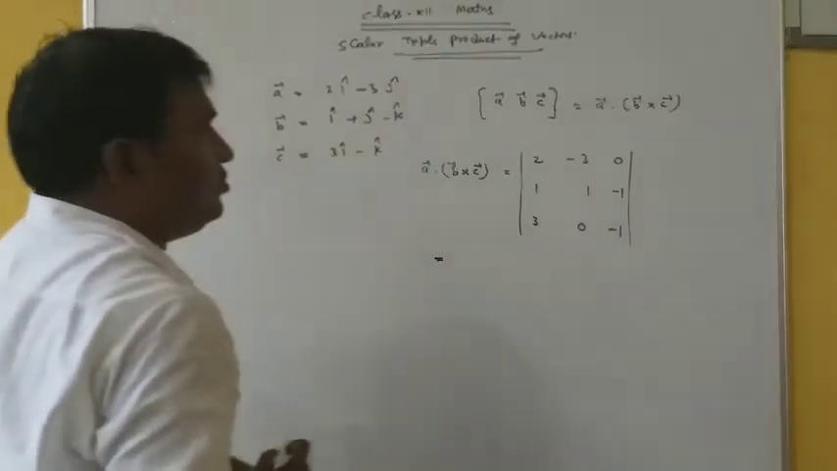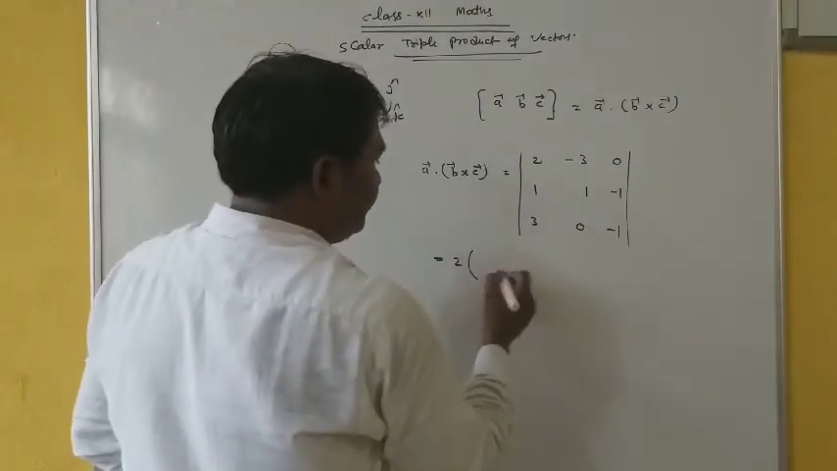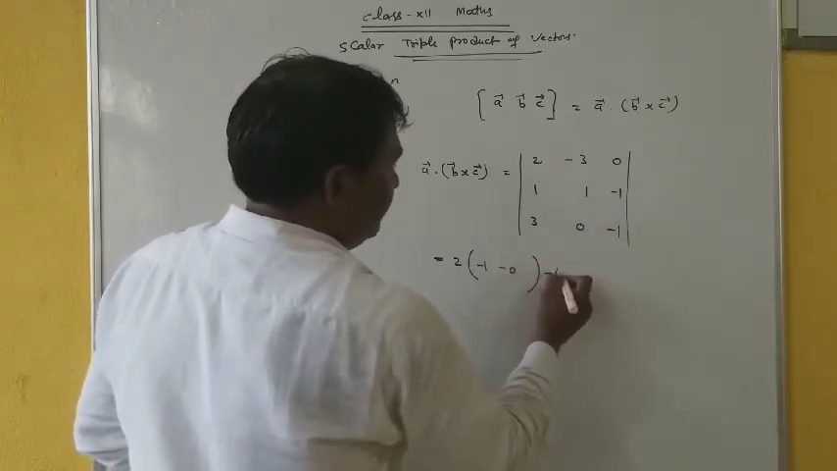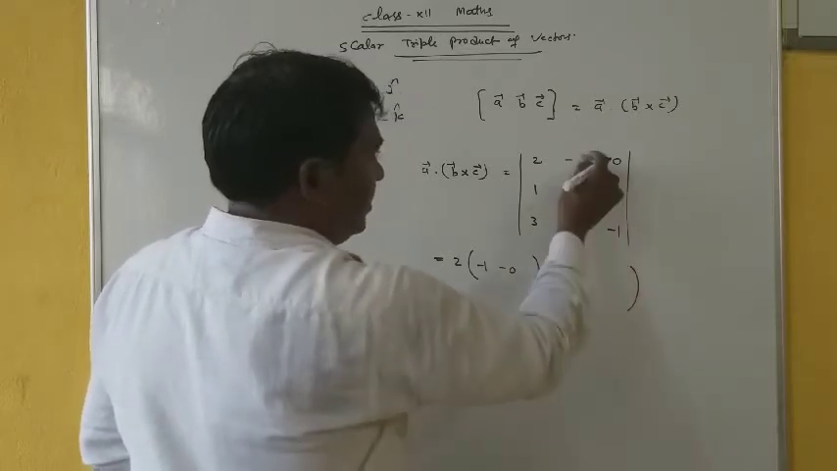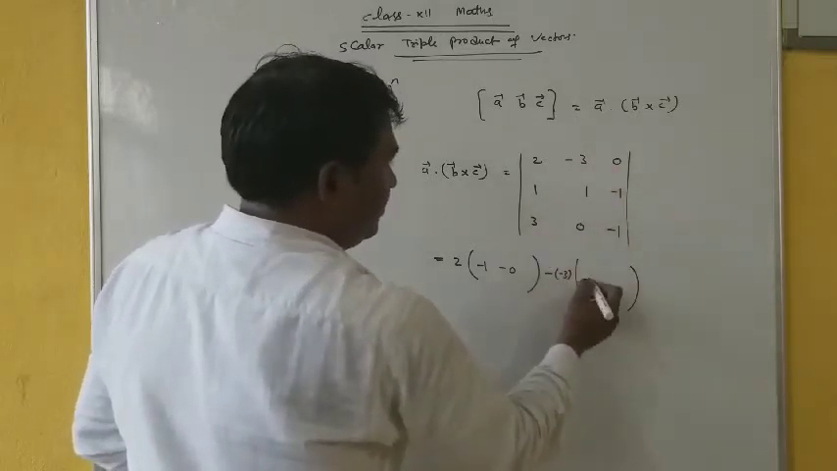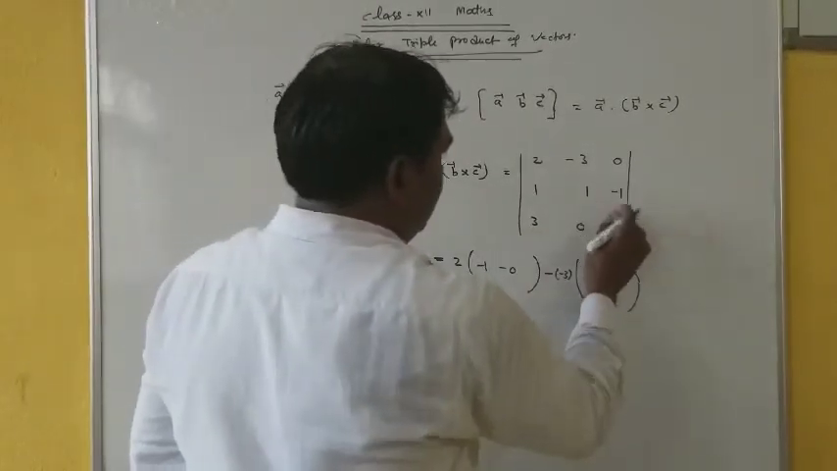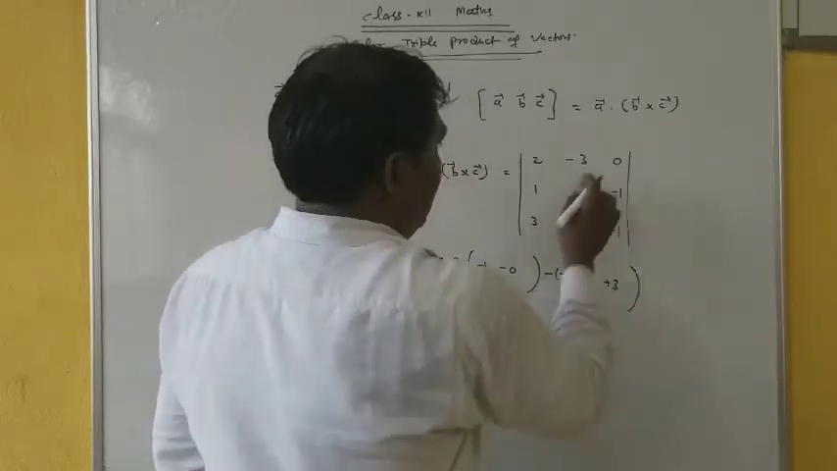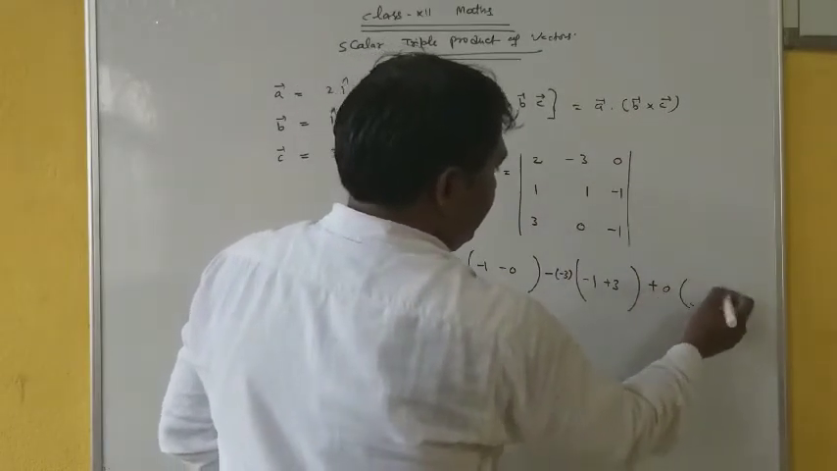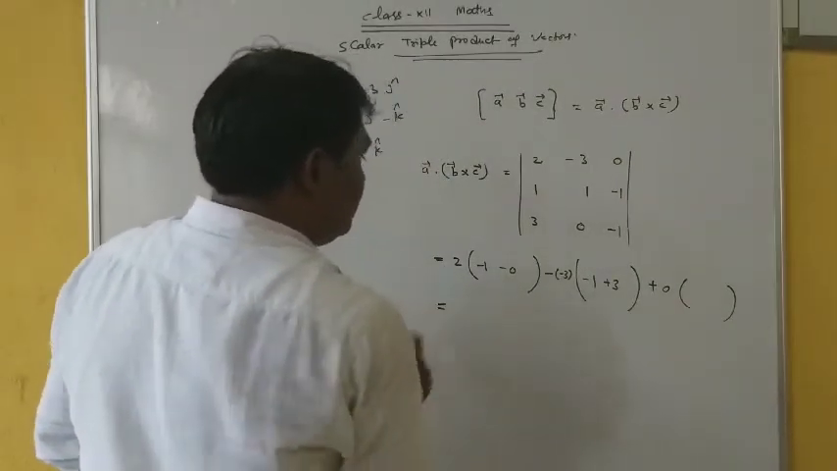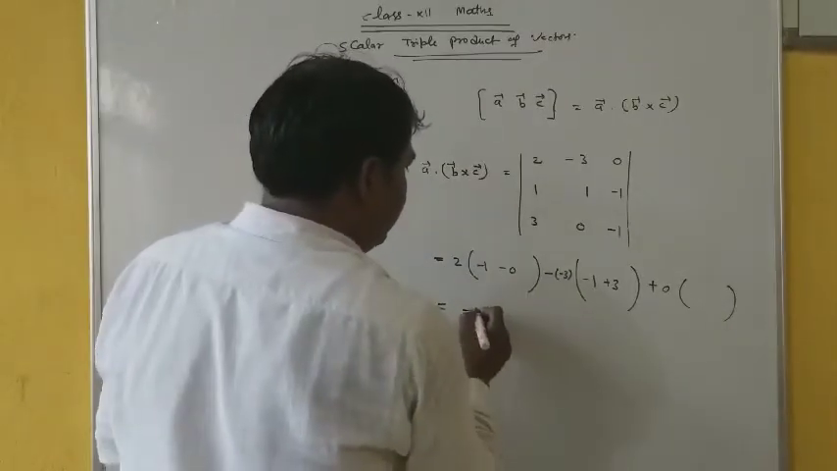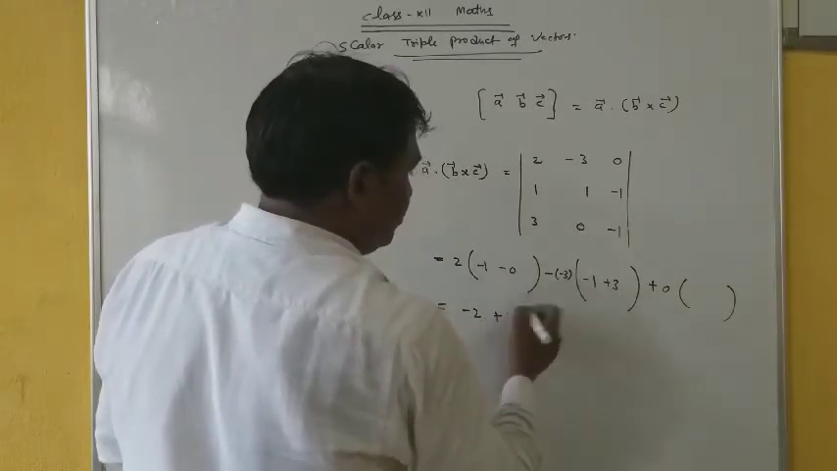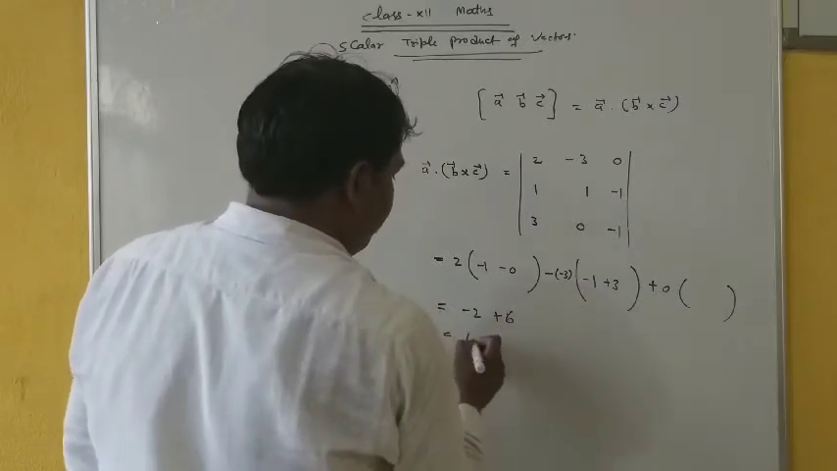So this will be equal to 2, now minus 1, minus 0, minus 3, thereafter minus 1, and see minus 3 is plus 3, and this 0 plus 0 into anything will become 0. So 2 into minus 1, minus 2, here plus 3 into 2, 6, so 4.